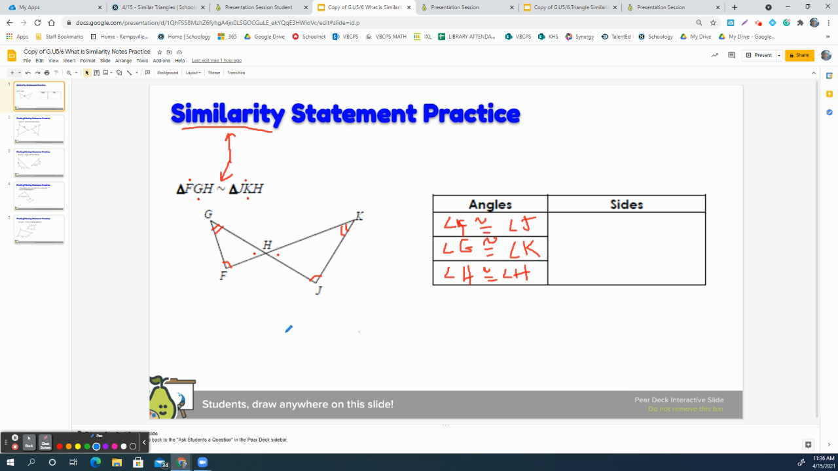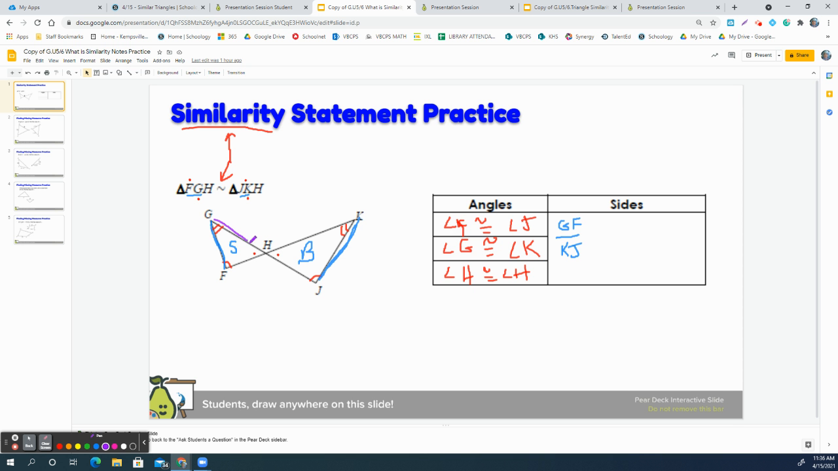So then I've got some sides, right? What does GF go with? GF. So that's from the one loop to the two loop. What does GF go with? Yeah, GF goes with KJ. We're going to put those in a fraction because they're not equal. One is small and one is big, right? So they've got to go in a fraction. GF goes with KJ.